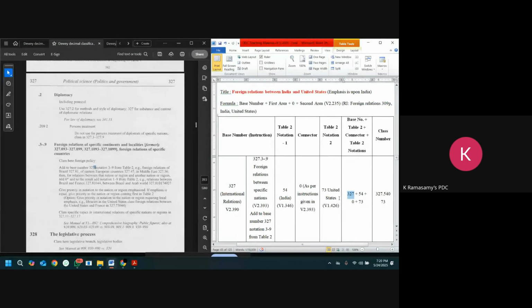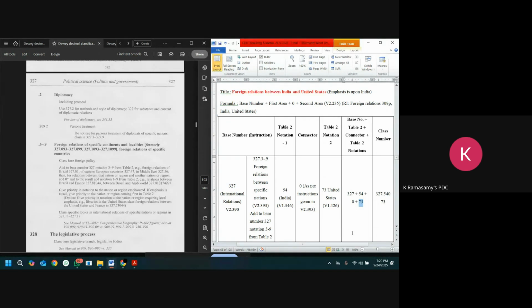You add any one country. For example, I take India. India number is 54. I have taken 54. And then for relations between that nation and another nation, add 0. 0 is the connecting symbol. So I added 0 as a connecting symbol. After adding 0, they say that then to the result, add notation 1 to 9 from table 2. Again, go to table 2. Take any number from 1 to 9. You can add it. I've taken 73 America. I'm adding. So very simple.